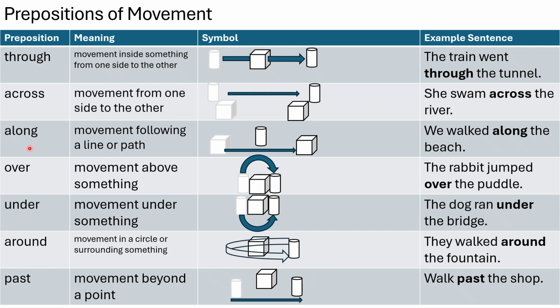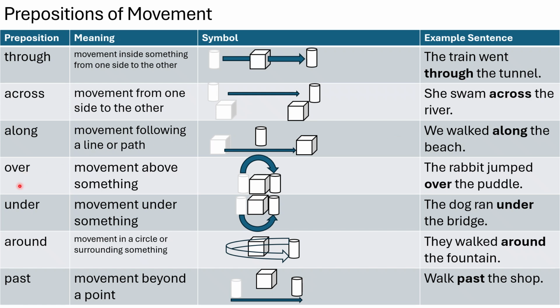The preposition along means movement following a line or path. This symbol illustrates the cylinder moving along the path. Listen to the example sentence. We walked along the beach.